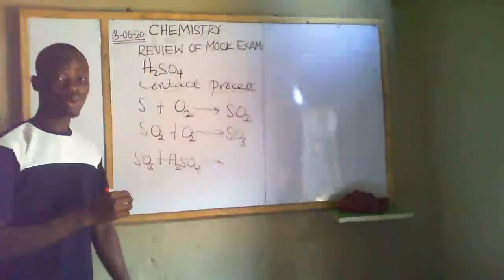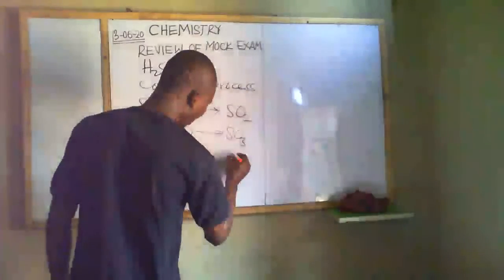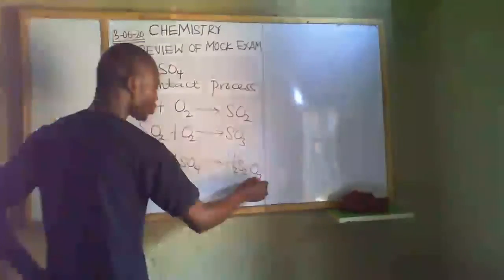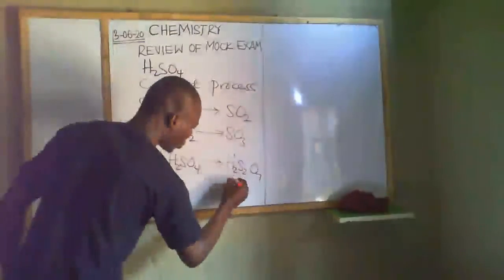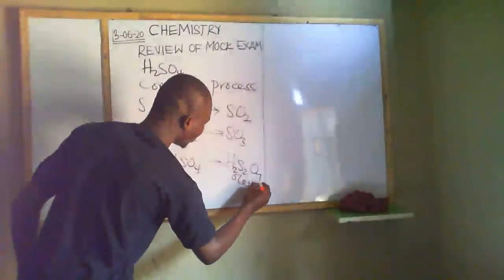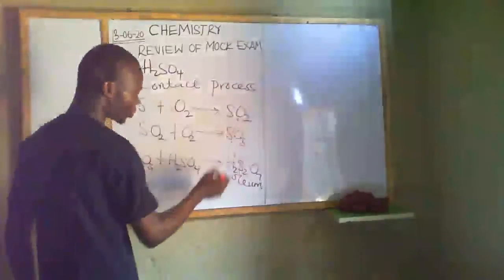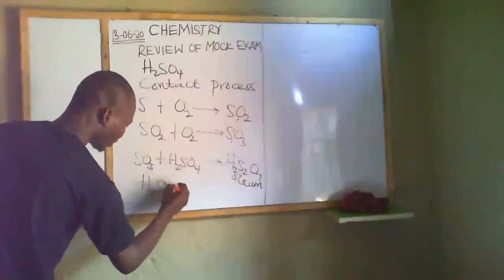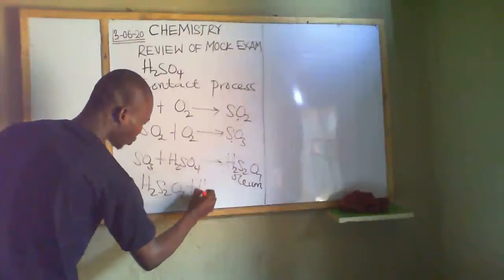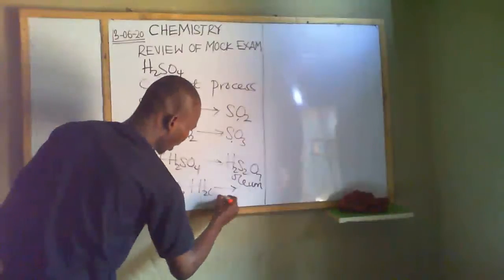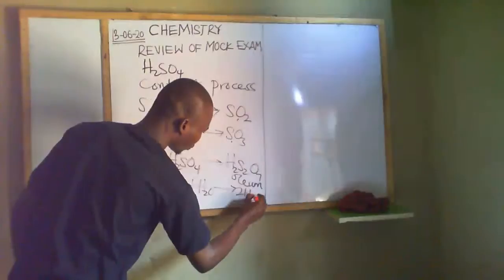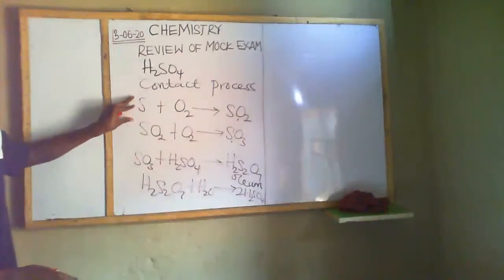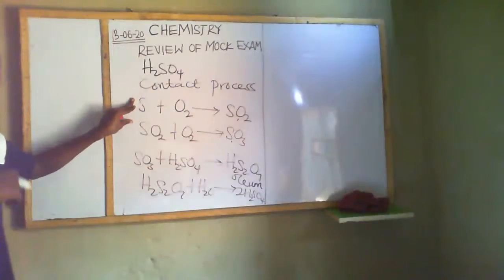Oleum chemically is H2S2O7. And finally, this oleum is going to be diluted. This is oleum. This is sulfur 4 oxide. This is sulfur 6 oxide. Then dilution of the oleum, addition of water, will give us 2 molecules of tetraoxosulfate 6 acid. These are the steps involved in the contact process, the industrial manufacture of H2SO4.